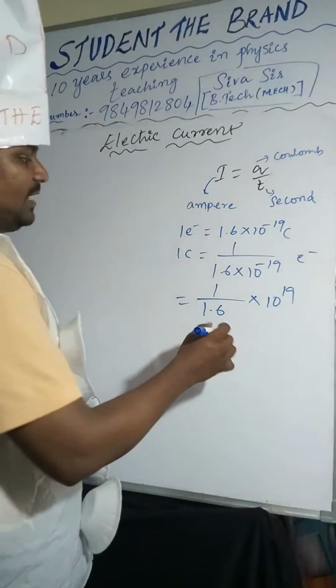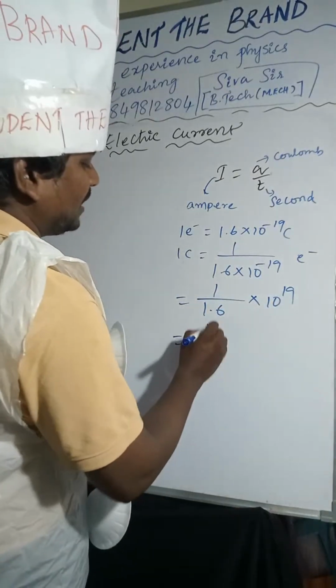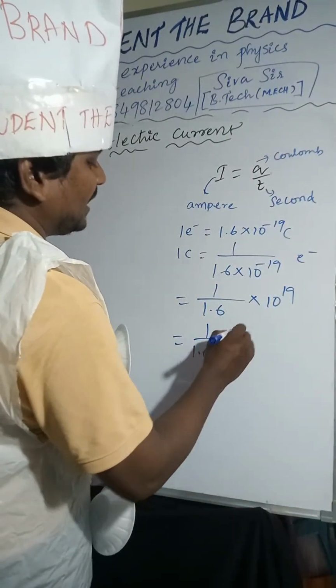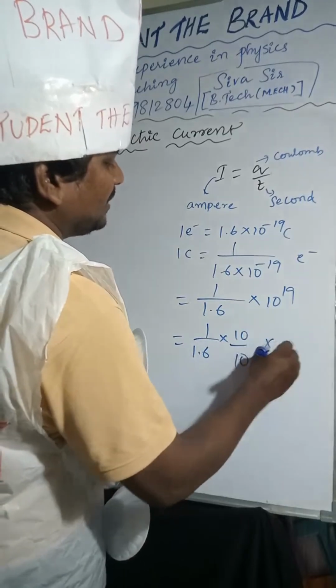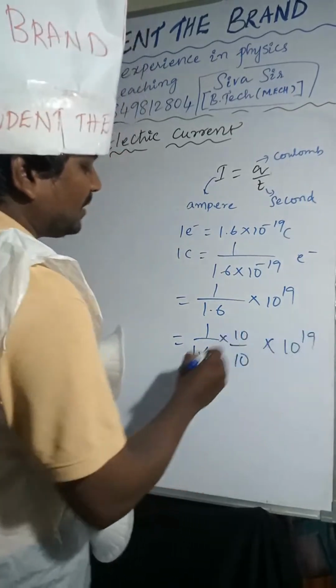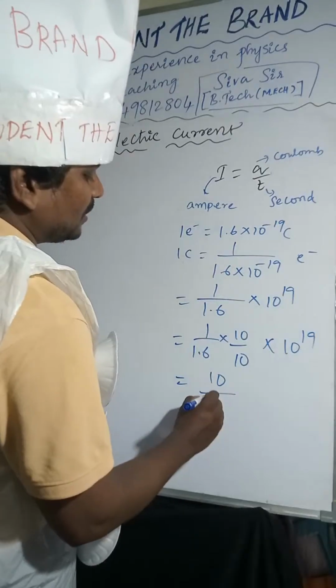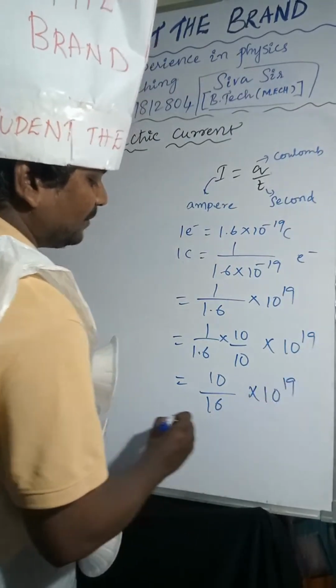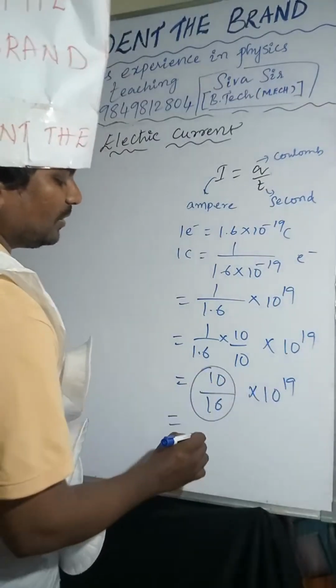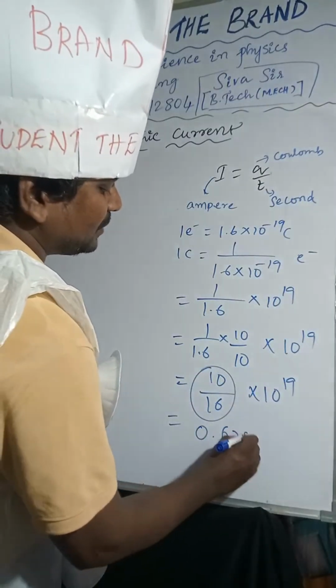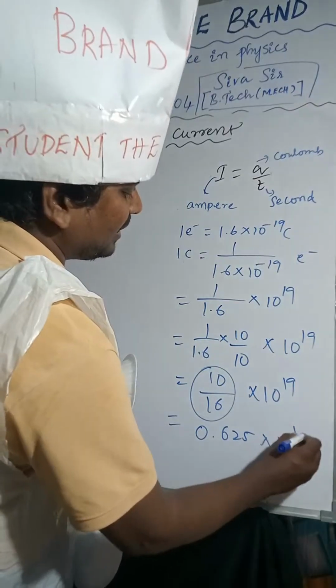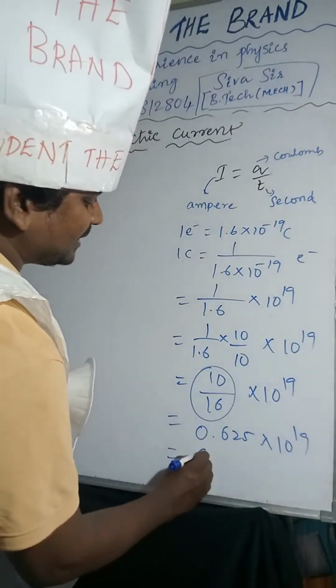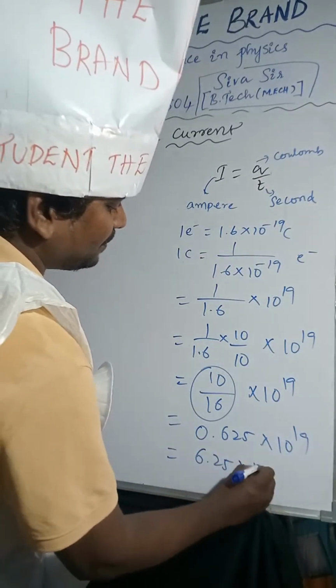So here you can see 1 by 1.6. If you multiply by 10 by 10, that is nothing but 10 power 19. So you can multiply 10 by 16, that is nothing but 10 power 19. If you do it, you'll get 0.625 into 10 power 19. Then if you solve it, 6.25 into 10 power 18.